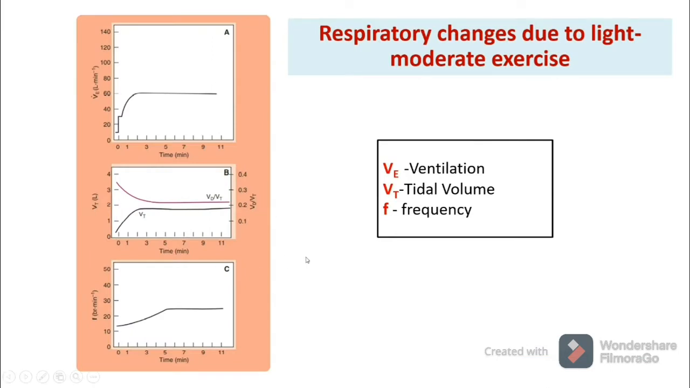So now we are looking at the respiratory changes due to light to moderate intensity exercise. We can appreciate that the ventilation has increased and it has become steady after a steady state of exercise. The tidal volume has increased. We can appreciate that here. And the frequency or the respiratory rate also increases to increase the ventilation. So these are the key changes in the respiratory system due to acute exercise.